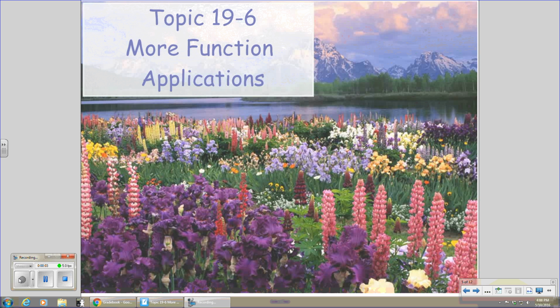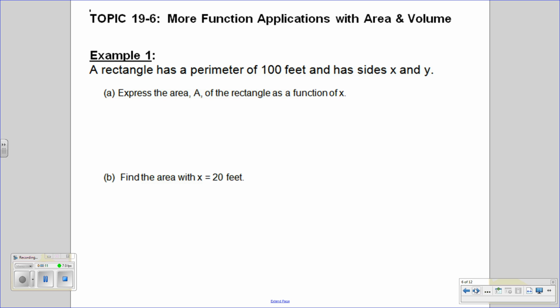Okay, this is topic 19.6. We're going to do a little bit more function applications with area and volume, mainly area today. So let's look at example 1.